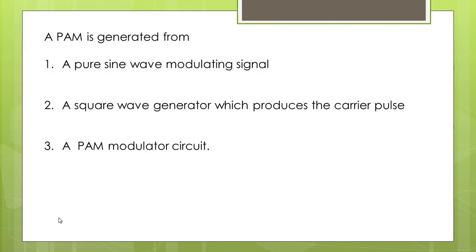These are the two signals which we need for generating a pulse amplitude modulated signal. One is a modulating signal or a message signal, which is generally a sine wave. The second is the carrier signal. In this case, we take a pulse as a carrier signal. Then we require a modulator circuit, which is a multiplier.